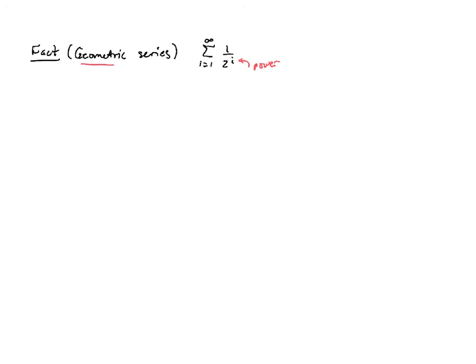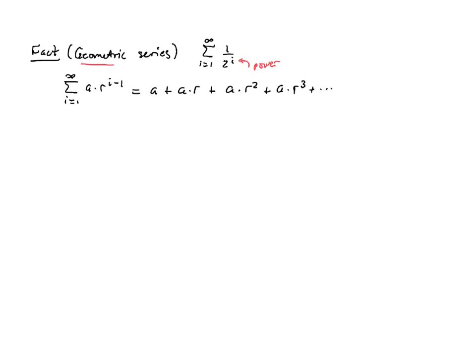And so a general geometric series is of the form summation i equals 1 to infinity of a times r to the i minus 1. So I have a fixed number a that's being multiplied by powers of another fixed number r. And so the first bits of the series look like this: a plus a times r plus a times r squared plus a times r cubed, and so on.